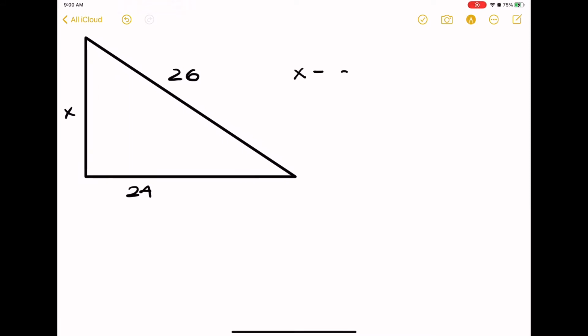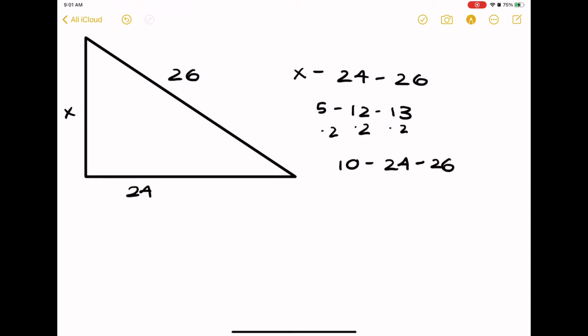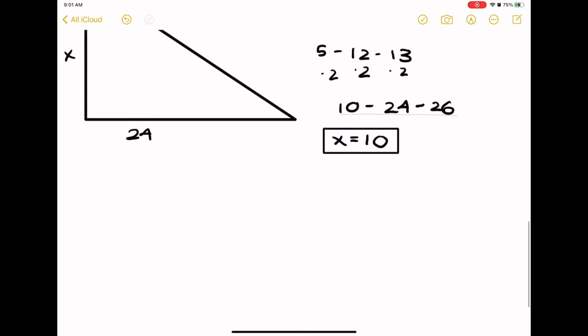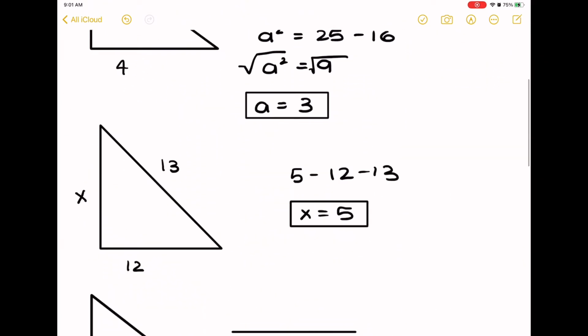So here, for example, x, 24, 26. Again, this is a Pythagorean triple: 5, 12, and 13, and we just multiply all of them by 2. And remember, whenever we try to figure out the missing side, we have to know what you multiplied the other ones by first, so that we can multiply this side by it as well.